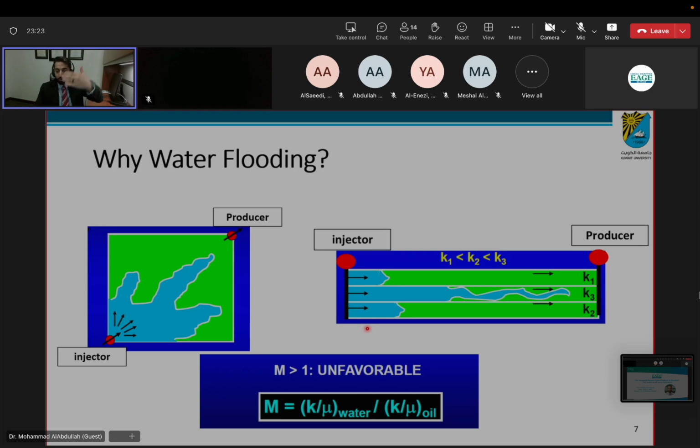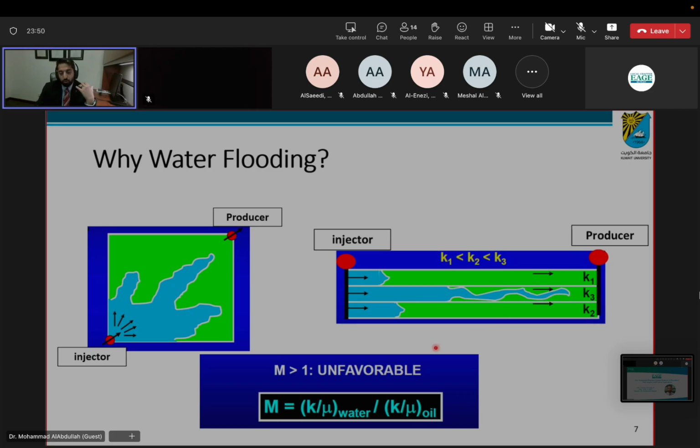Now, if we take a cross section between injector and producer, and assuming we do have different permeabilities. Here, K's refer to permeabilities. For example, K3 is the highest permeability, and you inject from this side, you'll have the earliest breakthrough into K3, and you are kind of circulating the water and not much producing of the oil.